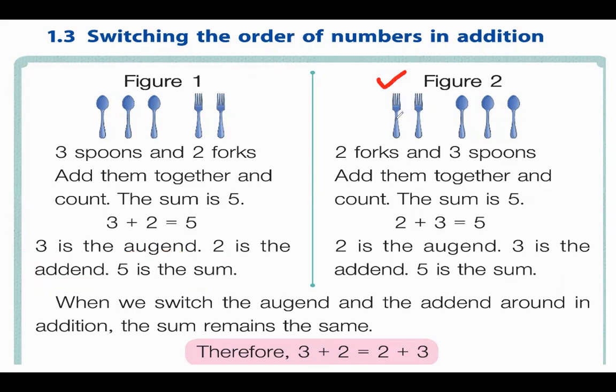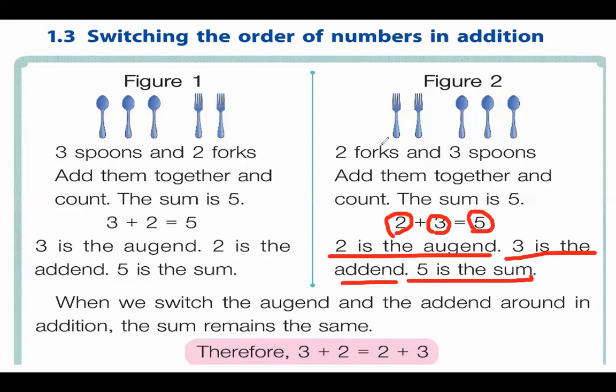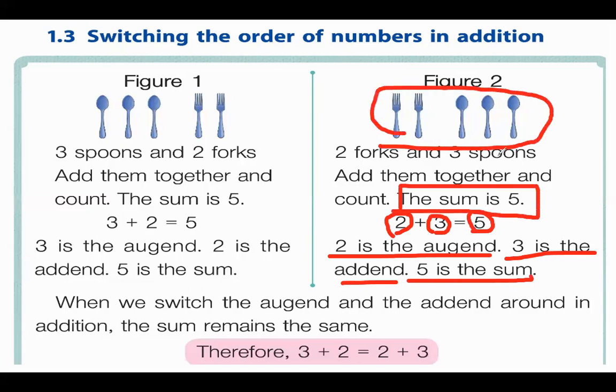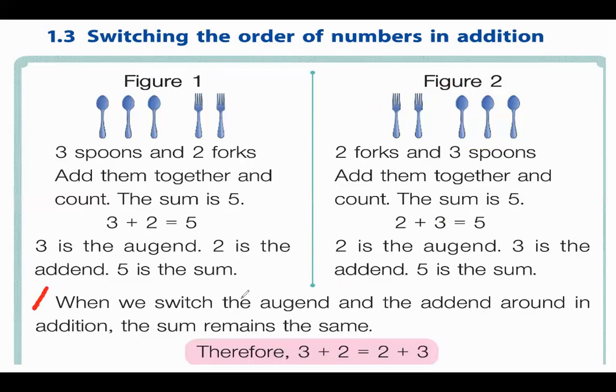Here is figure number 2. 2 forks and 3 spoons. Add them together and count. The sum is 5. 2 plus 3 equals 5. 2 is the augend, this one. 3 is the addend. 5 is the sum. So if you add all of this, the sum is 5. So when we switch the augend and the addend around in addition, the sum remains the same.